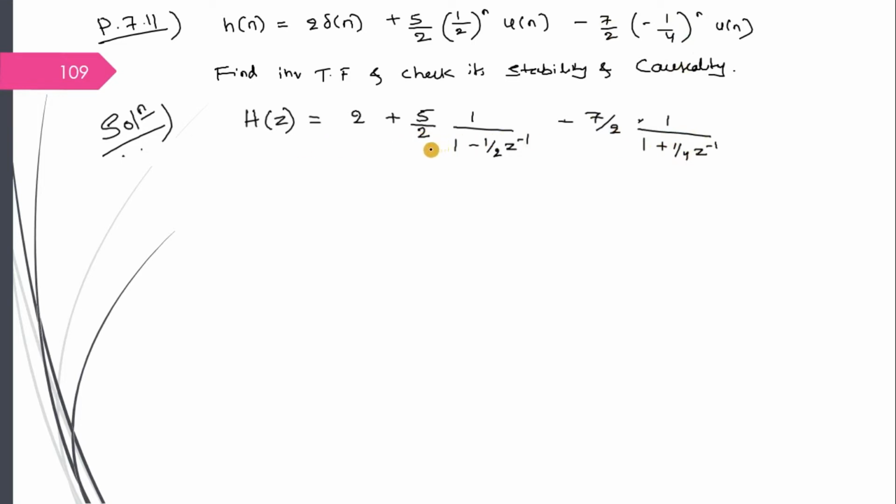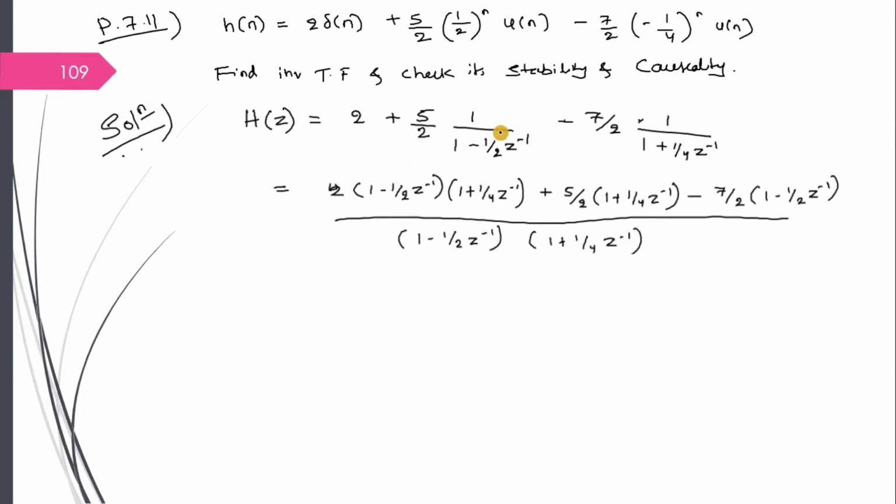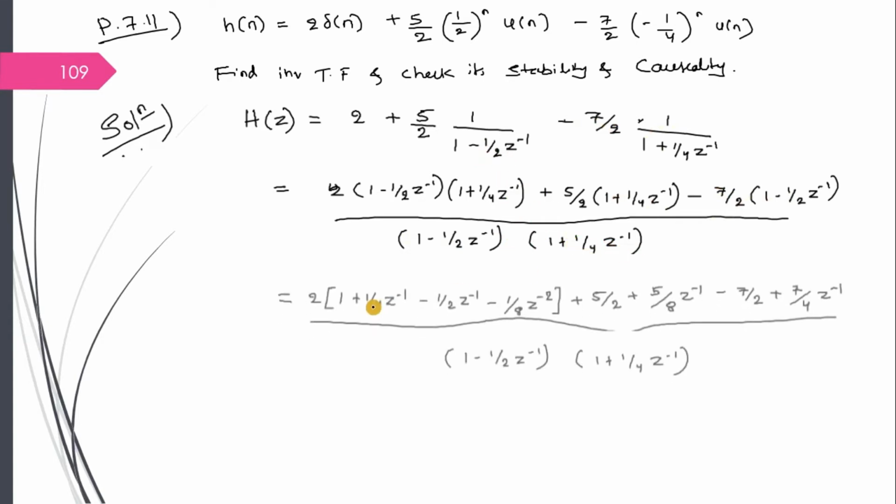Now I want it in terms of factors of numerator and denominator, right? So in the numerator I'll have some factors, and the denominator also will have some factors. In that form I want it. So I combine these two things in this fashion. These two things I multiply to this. So I get here first term plus 5 by 2. Here there is no denominator, so this denominator will be multiplied, minus 7 by 2. Here also only this will be multiplied. So the denominator becomes 1 minus 1 by 2 z inverse, 1 plus 1 by 4 z inverse.